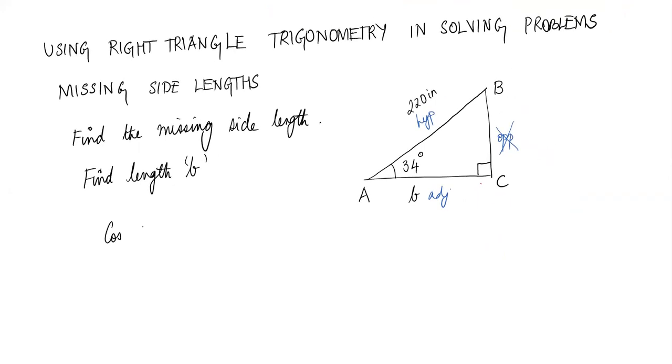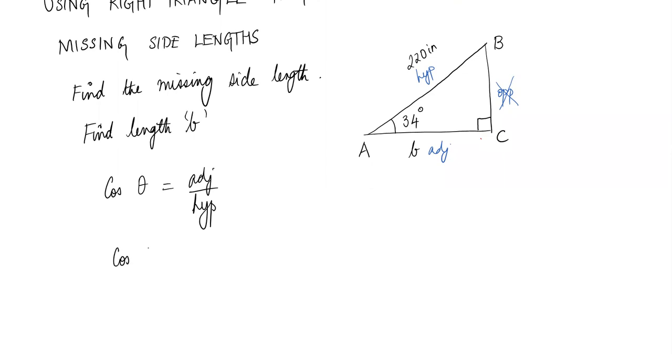So cosine, in general, cosine theta is adjacent over hypotenuse. In this particular problem, theta is given to be a specific angle. Cosine 34 degrees is adjacent, which is the unknown side B, over hypotenuse, which is given to be 220. This implies if you solve for B, B is 220 times cosine 34 degrees. Now use your calculator, and please be careful.